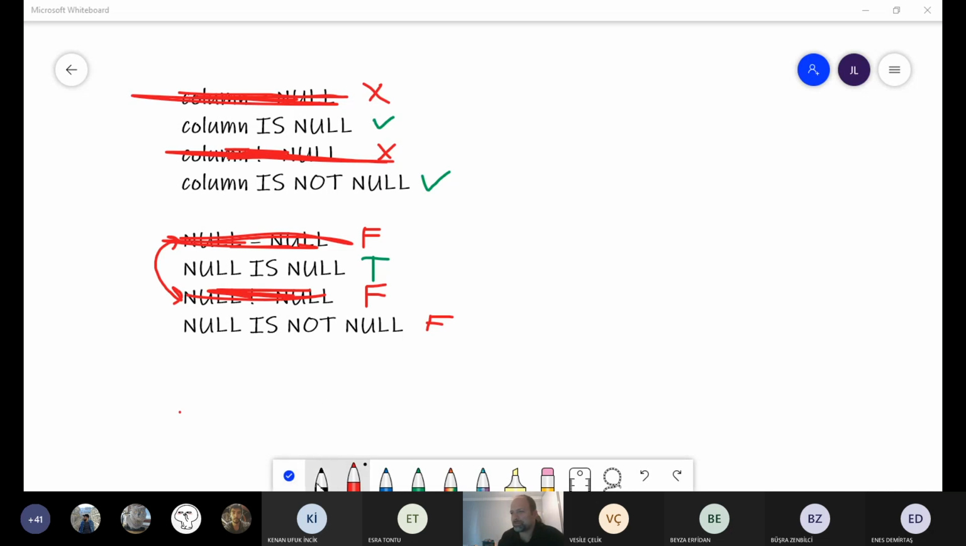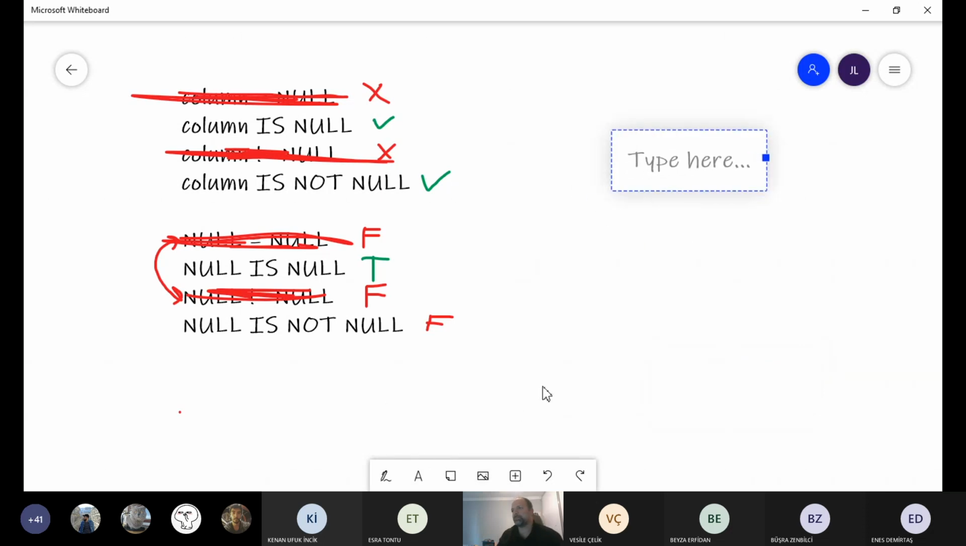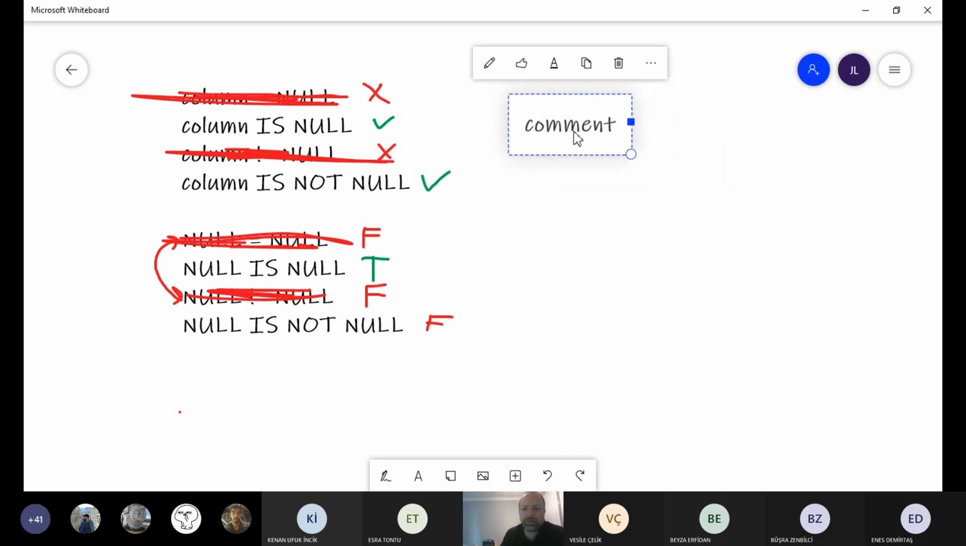So for example, I'll give you a good example of a null situation in the real world, in a system that you have used. Right, in the OBS system, in order to get your grades, you have to write a comment, right? But one thing is, it does not allow you to have a null comment. It doesn't allow you to leave a blank, does it? You need to type something.